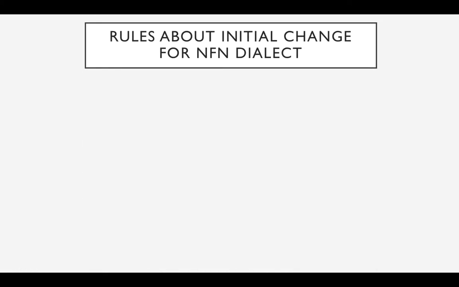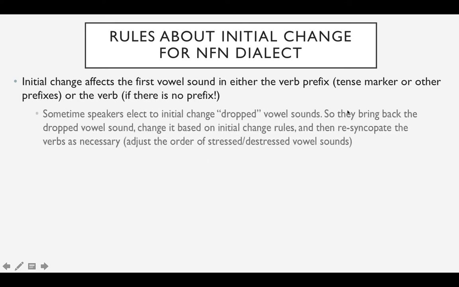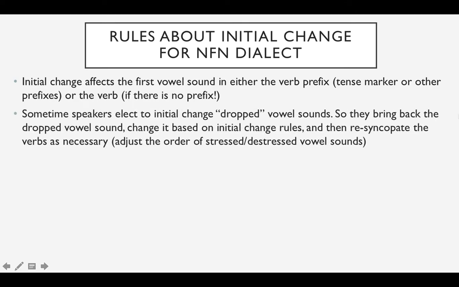So rules about initial change for Nipissing dialect. Initial change affects the first vowel sound in either the verb, prefix, tense marker or other prefixes, or the verb if there's no prefix. Sometimes speakers elect to initial change dropped vowel sounds, so they bring back the dropped vowel sound, change it based on the initial change rules we just went over, and then resyncopate the verb as necessary. That's where they adjust the order of stressed and de-stressed vowel sounds.